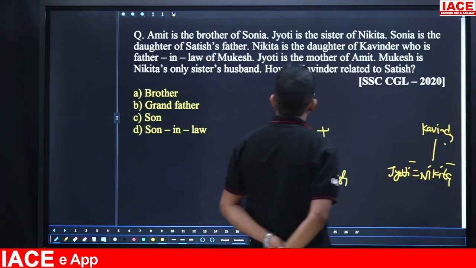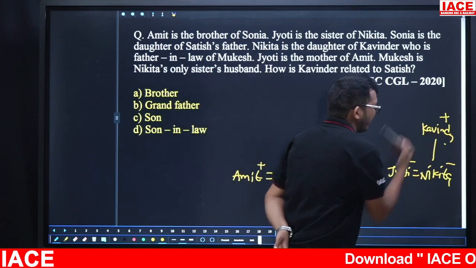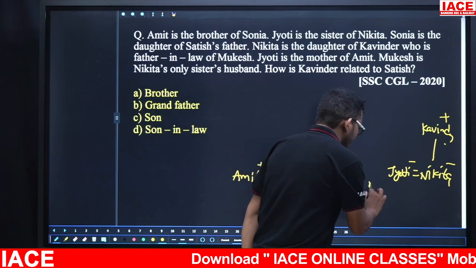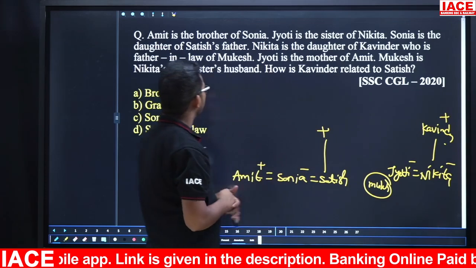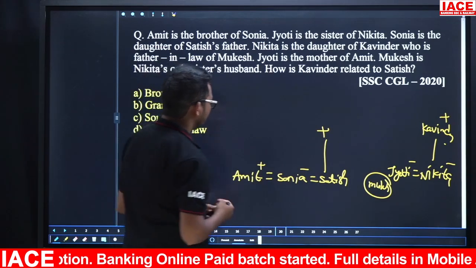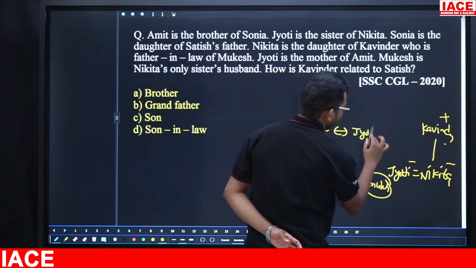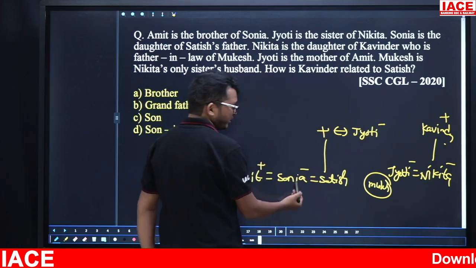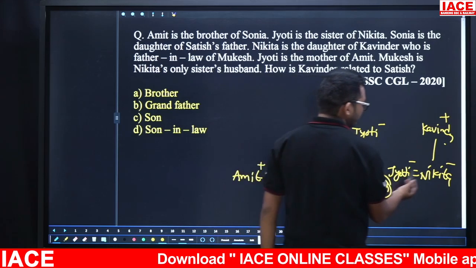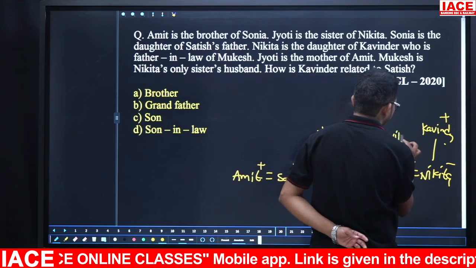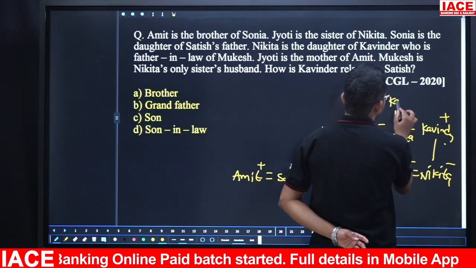Next, who is the father-in-law of Mukesh? Here who qualifies? Kavinder. Now Kavinder is father-in-law of Mukesh. Leave it. Next one, Jyoti is the mother of Amit. Take Jyoti. This Jyoti is the mother of Amit. So Amit, Sonia, Satish, these three are siblings. Jyoti and Nikita both are siblings, and this one is Nikita, also a daughter. Next, Kavinder is the father, and take this one as Kavinder.